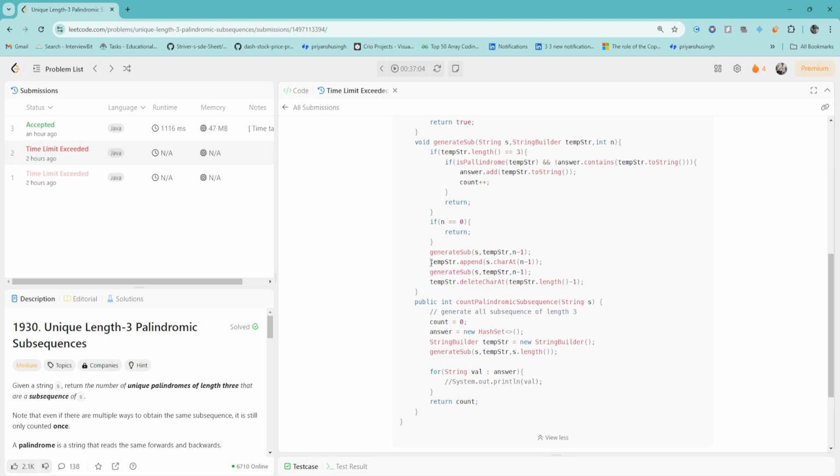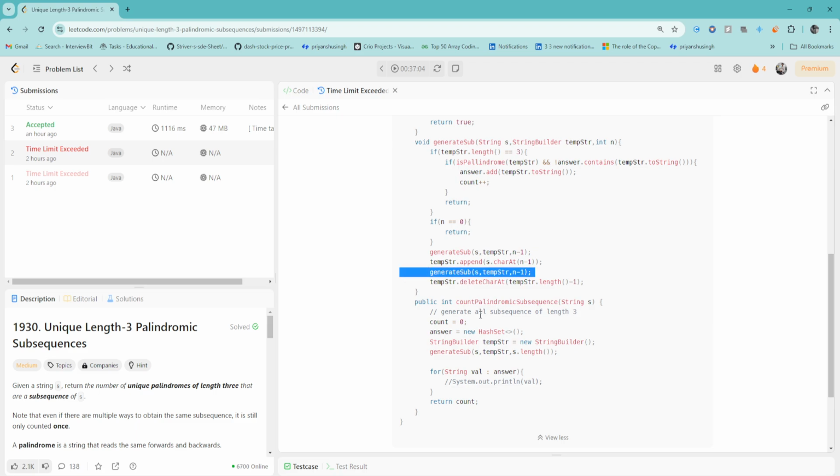And the second part, from temp str.append, is where we add that particular character and make a recursive call, so that we do the recursion for all the remaining characters. And after that, because we are using this temporary string to make changes to the other strings, we delete this character after the recursive call.